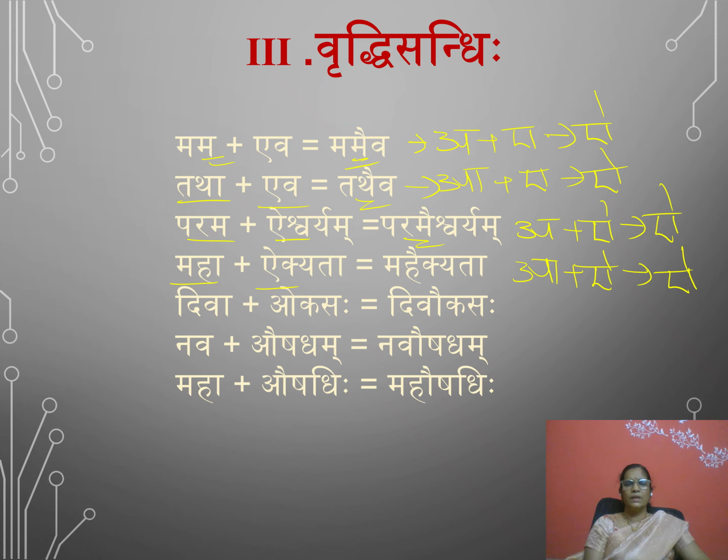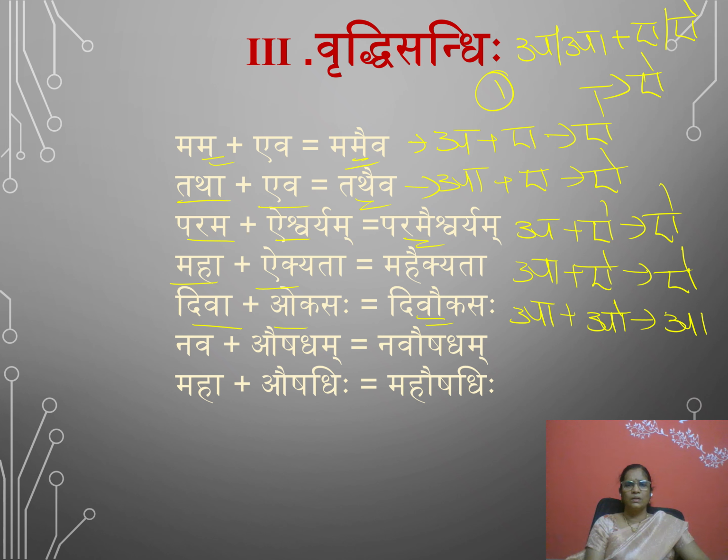By observing this, what did you understand? First word if it ends with A or A, second word if it starts with A or I, then we will get I only. This is the first rule. And the second one: Diva plus Okasaha. First word ended with A. Second word started with O. Then Divaukasaha.